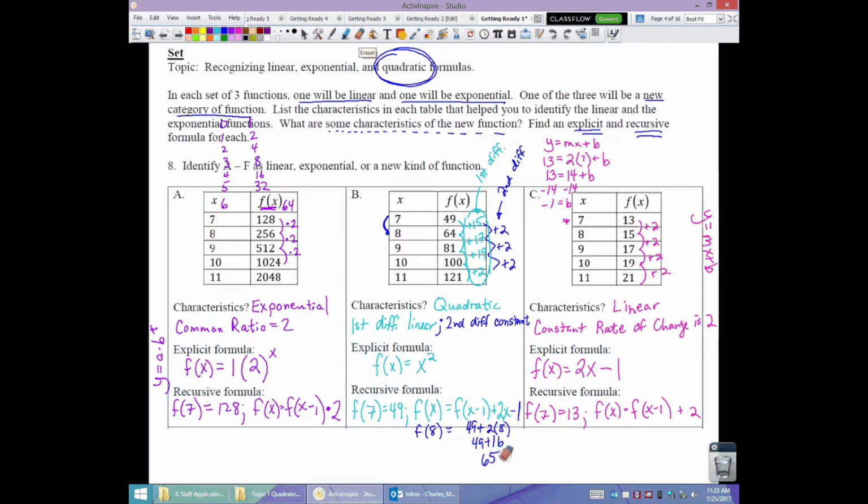Let me do that one more time with another value. This time, I'm randomly picking these out of nowhere. If I wanted to go from 9 to 10, then I'm saying to find f of 10, I go back to the value of f of 9. Well, the value of f of 9 is 81. So 81 plus 2 times my x value, which is 10. 81 plus 20 would put me at 101. Well, that's 1 bigger than I need it to be. So again, I need to subtract 1.